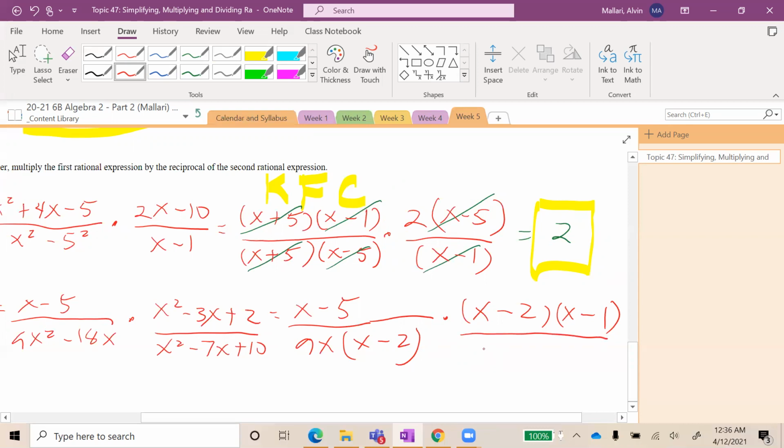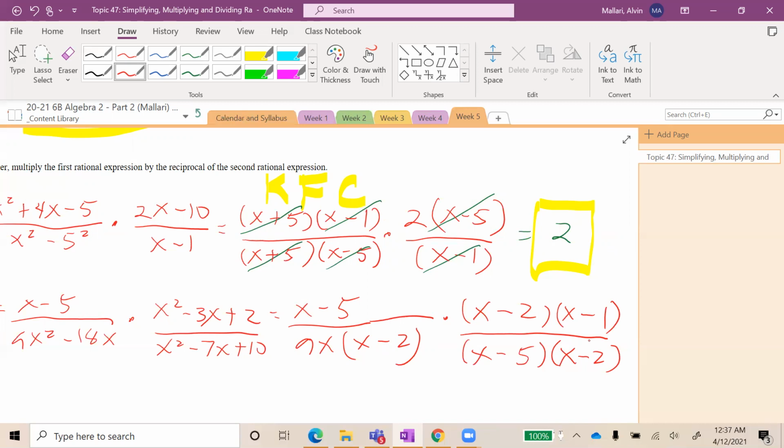And then, for our denominator, factors of x squared would be x times x. Factors of 10, when we add them, results in negative 7. So that would be what? 5 and 2. Since the middle term is negative and the last term is positive, both of these will need to be negative. So negative 5 times negative 2 will be equal to positive 10, and then when we add them, negative 5 plus negative 2 will be equal to negative 7, which is our middle term.